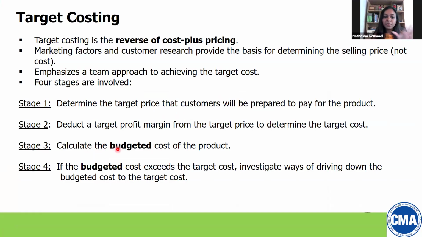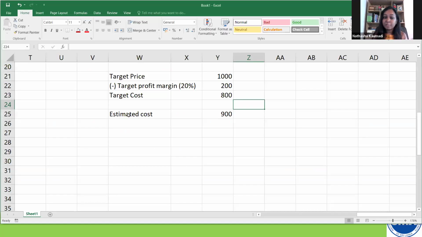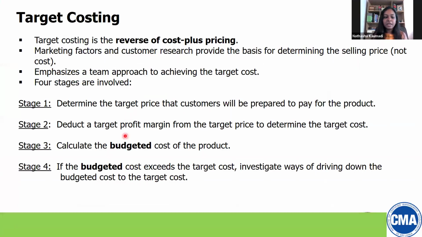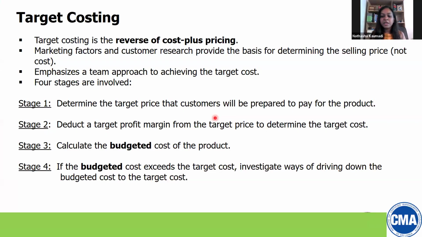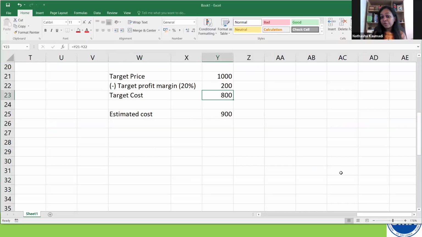That means calculate the budgeted cost, the estimated cost. If the budgeted cost exceeds the target cost, as in this situation, investigate ways of driving down the budgeted cost to the target cost. Now you need to find out ways how to make 900 as 800, how to reduce the cost from 900 to 800.